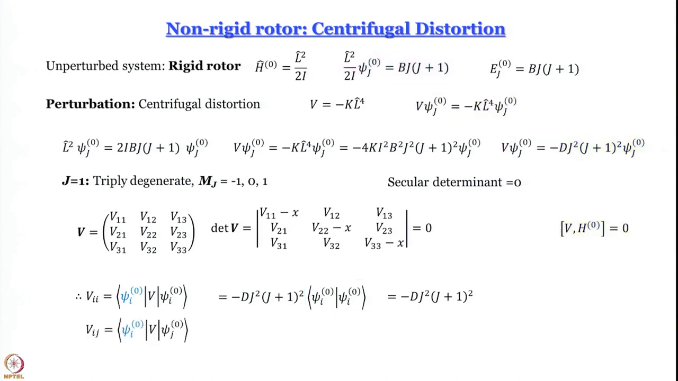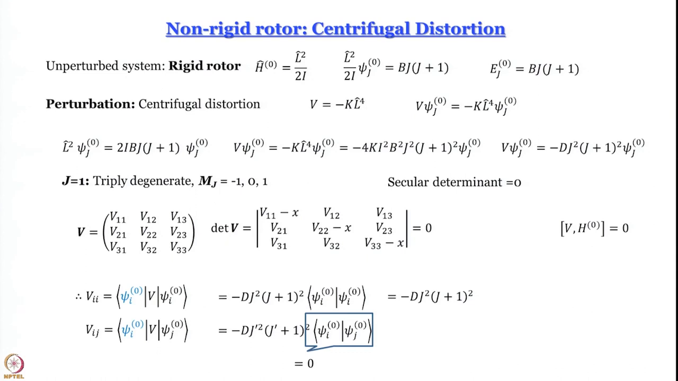So, you take this and Vij, what is Vij? We are going to replace this expression here, but before that let us think a little bit about Vij. Vij has two different wave functions, integral psi i 0th star multiplied by V operating on psi j 0th integrated over all space. That will give me similarly d, I have written j dash just to signify that this i and j are different, minus d j dash square multiplied by j dash plus 1 whole square multiplied by integral psi i 0th star psi j 0th over all space. And we know very well that these wave functions are orthonormal, so this is going to be equal to 0. So, what we are saying is that Vij is equal to 0.